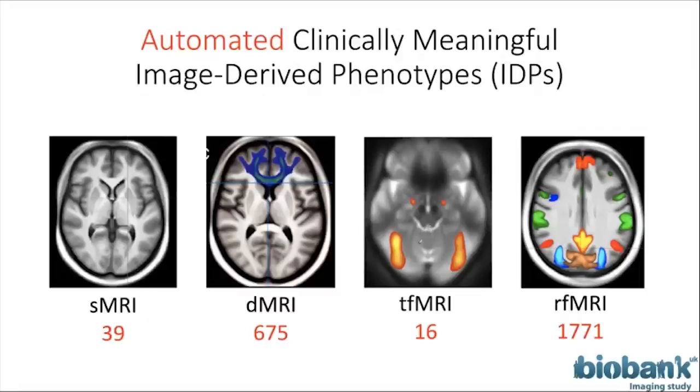We call that hierarchy task. Trying to measure the task-based fMRI data from task-based data that they collected. And in the resting state fMRI, they had over 1,700 measures. For example, the frontoparietal connectivity would be one of these 1,771 image-derived phenotypes. So you can imagine the size of that.